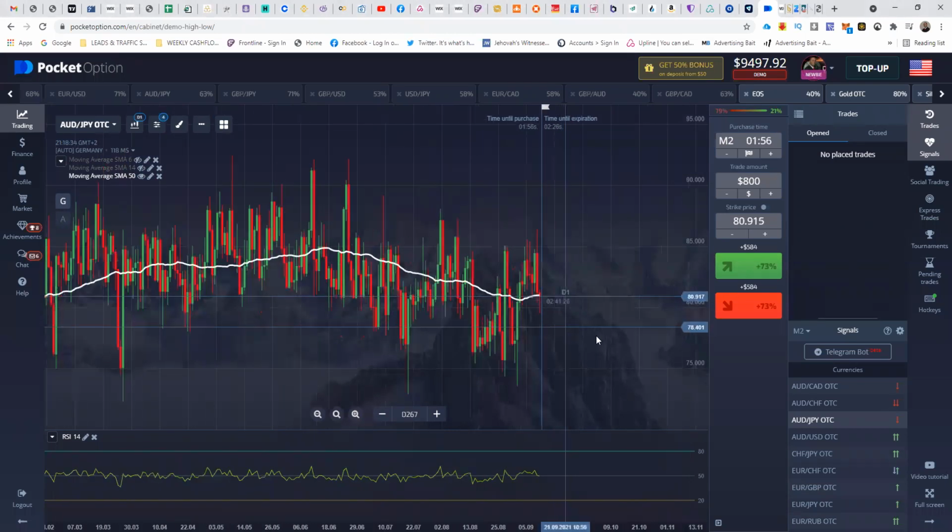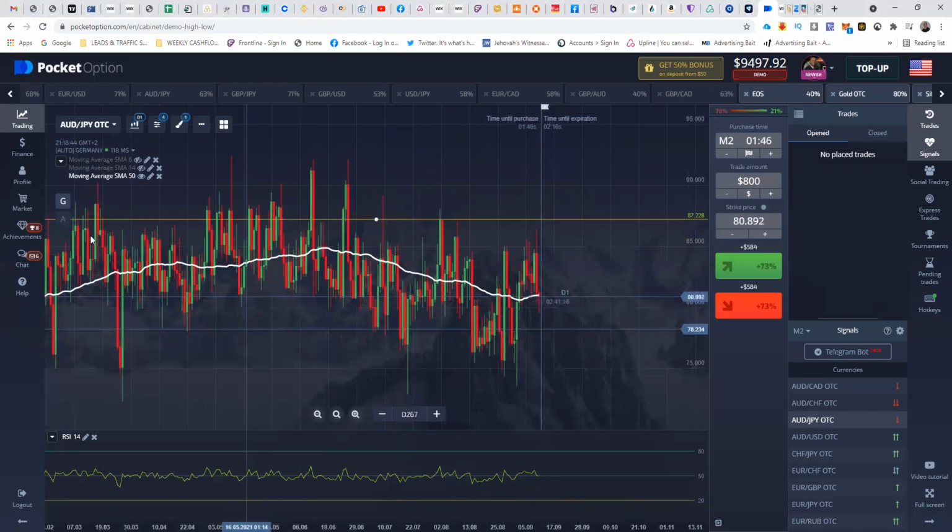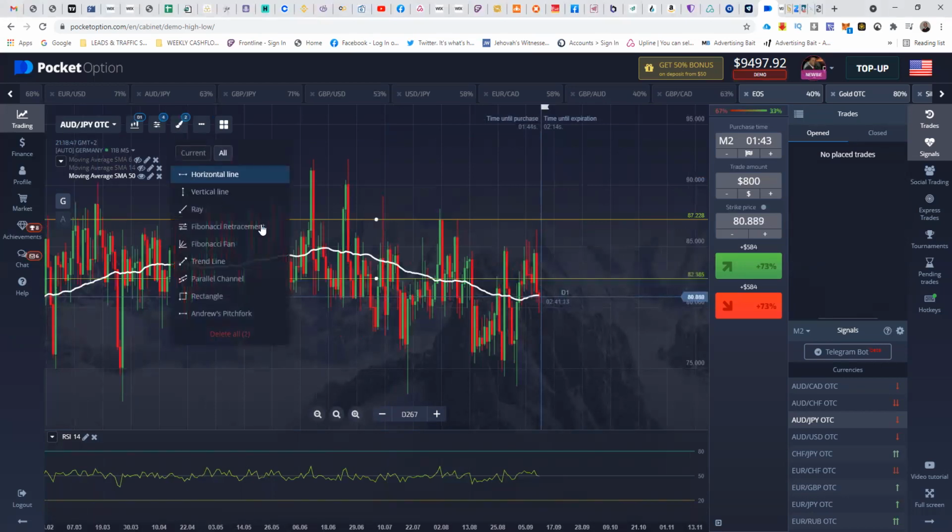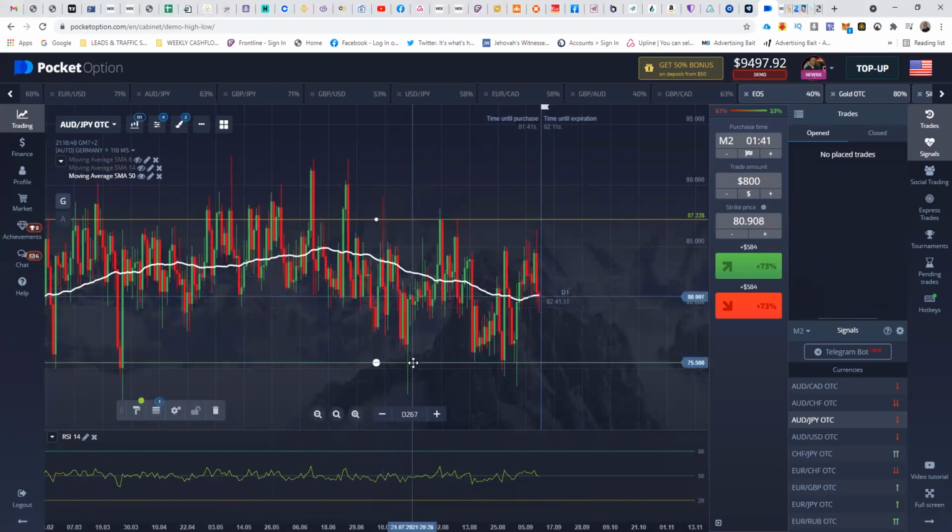We're going to mark up the most recent low and the most recent high. So we're going to take the horizontal line and do that. So this is the most recent high here. I'm going to make it yellow. Take another horizontal line and do the same exact thing at the most recent low here, just around this area. Change it to yellow. Now we're going to switch to the 4-hour.